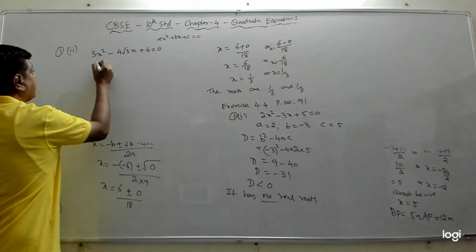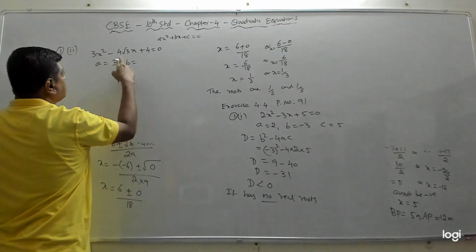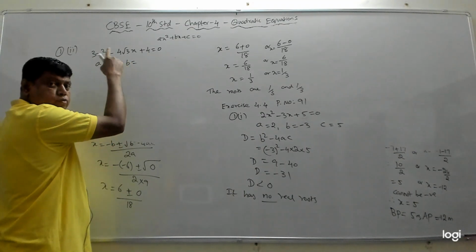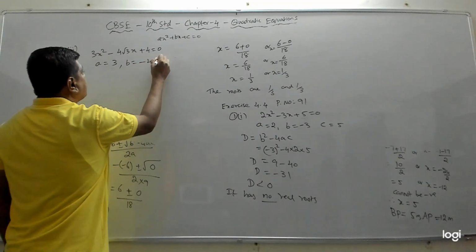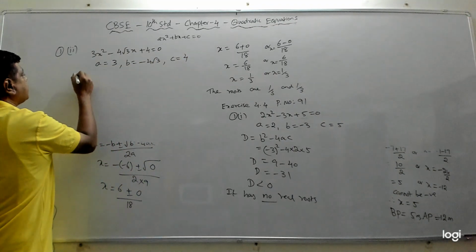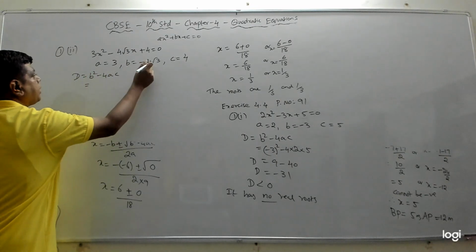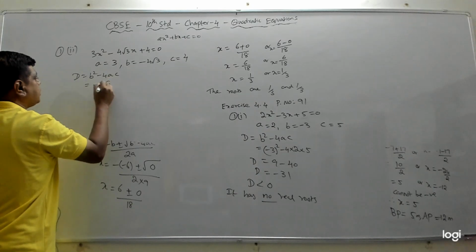So again we should find what is A. A is 3, the coefficient of x square. B is, no, minus 4 root 3. Minus 4 root 3. And C is 4. Now let's find what is D. Discriminant is b square minus 4ac. And B is minus 4 root 3. So minus 4 root 3 the whole square.